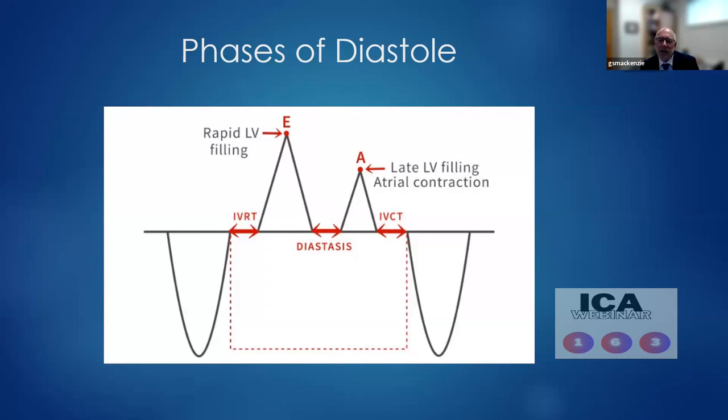And the IVRT tends to lengthen as we get older. But in patients who have restrictive filling patterns, it becomes very short. And this is because as the left atrial pressure rises, the mitral valve opens earlier, resulting in a very short IVRT.